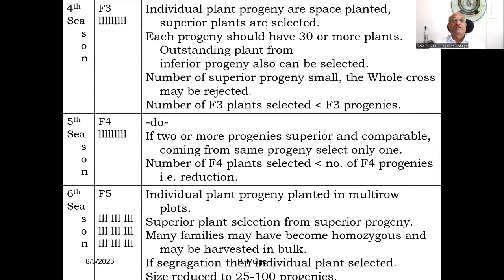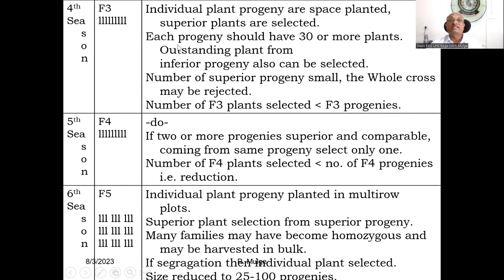Then the fourth season and the third generation, F3. Now whatever plants are selected there, 1 to 500 or 1 to 100 plants, their seeds are collected separately. Each separately collected seed lot should be planted in a separate row. Individual plant progenies are planted. That means one plant's seeds go in one row, right? The line actually represents one row.